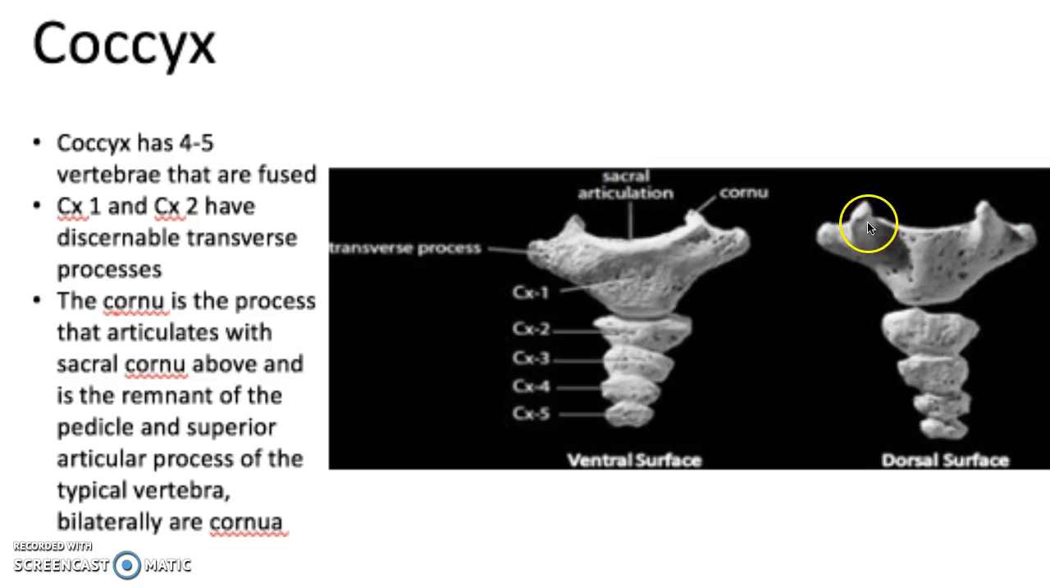These are the cornu, the coccygeal cornu. You can see here on this view of the dorsal surface that the cornu are remnants of pedicles and superior articular processes of a typical vertebra. So you can see, if it had completely formed, this is like the beginning of the vertebral arch posteriorly. Personally, I think it's fascinating. You guys might not so much, but I think it's fascinating how it all works.